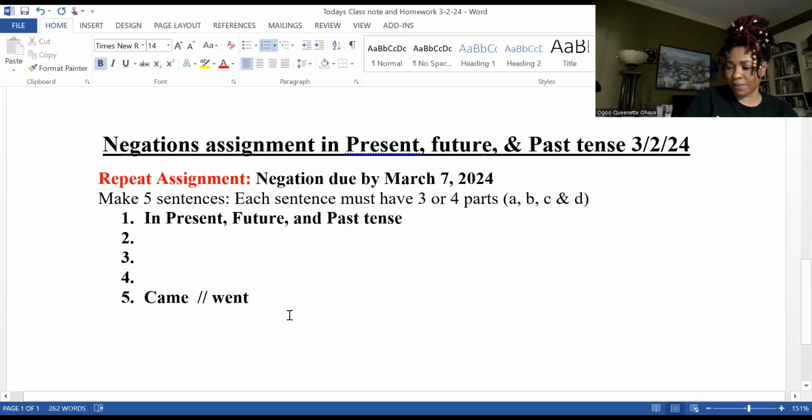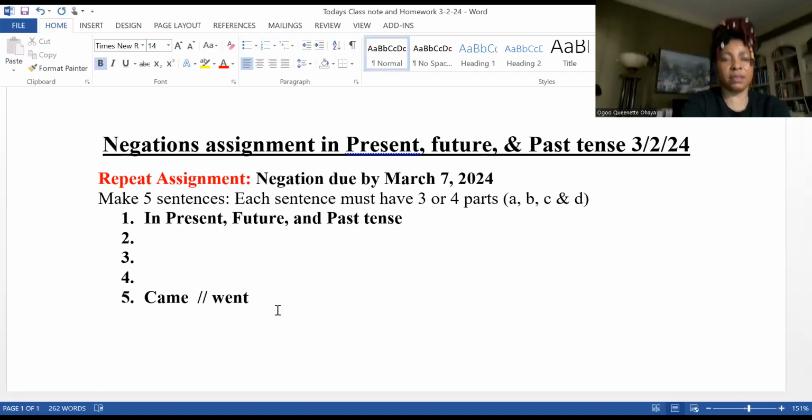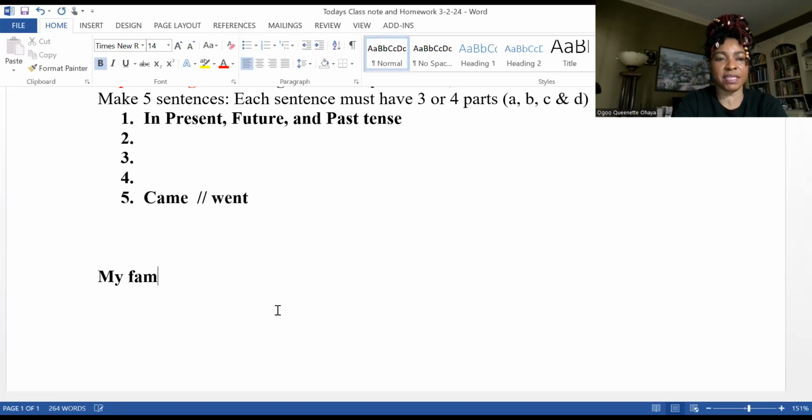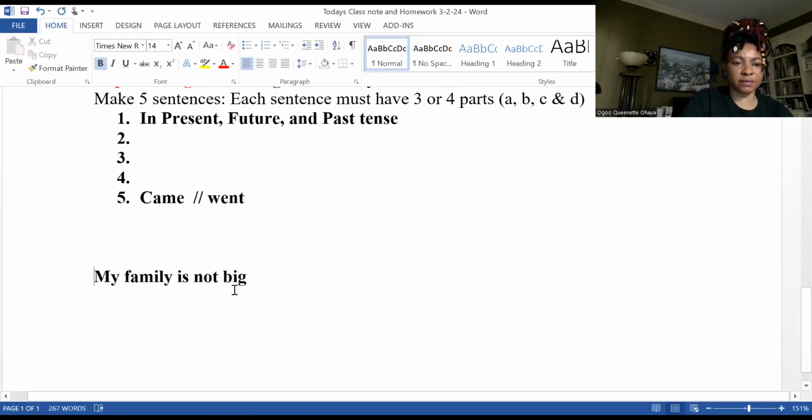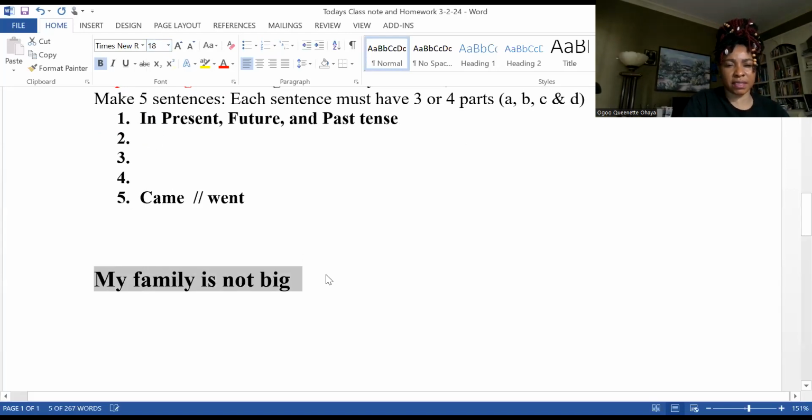So let's, for example, let's do something with Ogechi. Omori Ogechi ne kutege nanke ya. So Ogechi is nanki se ose. Ogechi is my family is not big. I don't know if everybody's seeing it, but I'm trying to make it bigger. Okay, I think it's big enough. My family is not big.